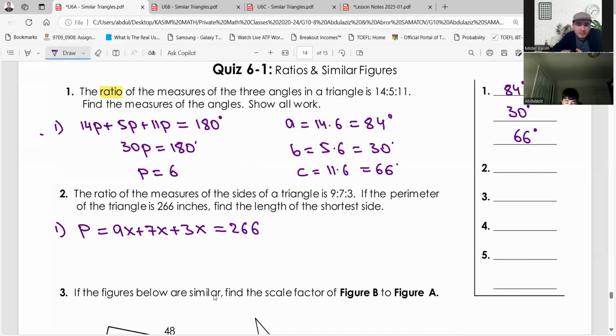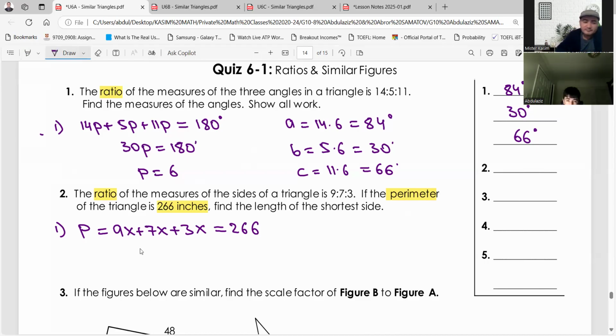180? No, you're talking about perimeter here, right? Not the interior angle. It says perimeter of the triangle. How do you find the perimeter? We add sides, right? That's equal to 266 inches. Come on, Abdulaziz, you're scaring me now. It's saying here 266 perimeter.